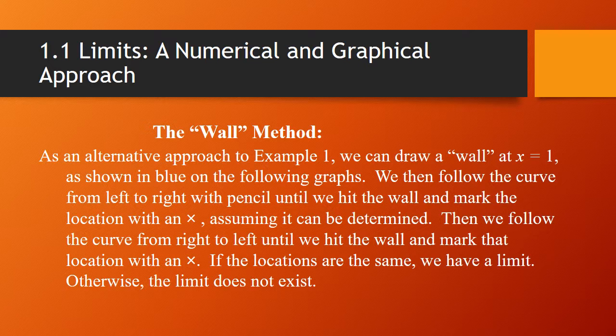There's another way we can do this. We can draw a wall, really just a line at x equals 1, and you'll see that in blue on the graphs that follow. We follow the curve from left to right until we hit the wall, and then mark the location within x, assuming we can figure out where it's hitting the wall. Then we follow from right to left and mark that within x, and if the x's are on top of each other, then we have a limit, and if not, the limit doesn't exist.